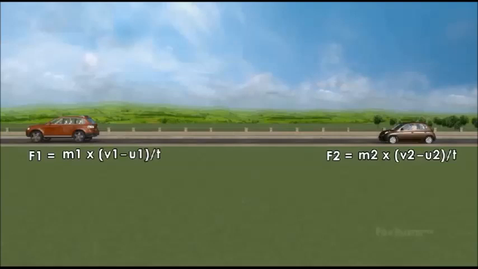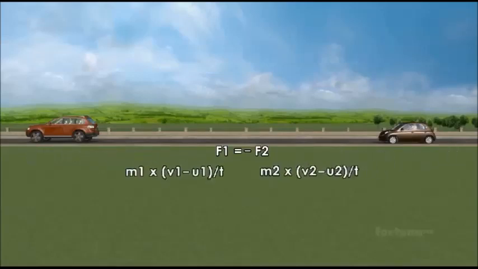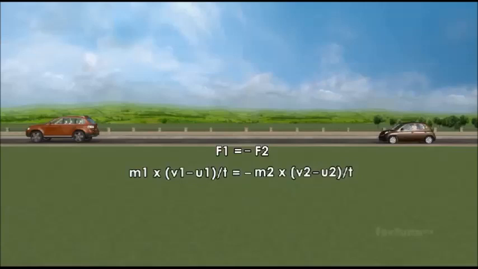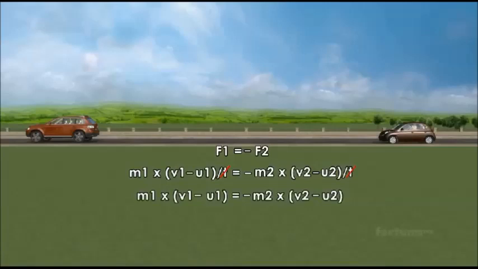According to Newton's third law, each action will have a reaction that is equal and opposite, meaning the forces can be expressed as F1 is equal to minus F2. Because both forces are equal and opposite, we can also write them as m1 into (v1 minus u1) by t is equal to minus m2 into (v2 minus u2) by t. We can cancel t, the common factor of time in the equation. m1 into (v1 minus u1) is equal to minus m2 into (v2 minus u2).